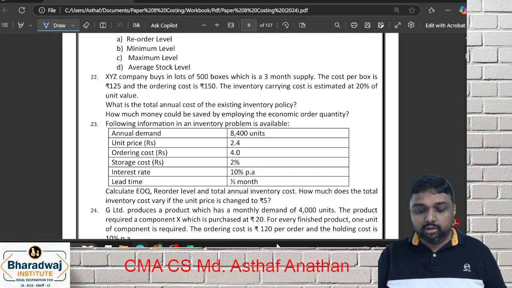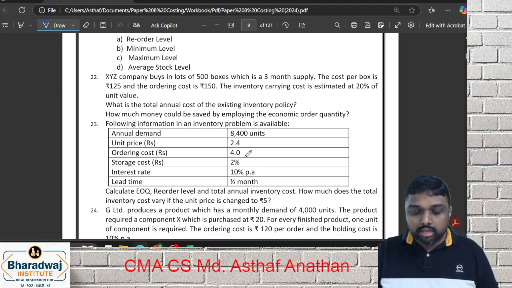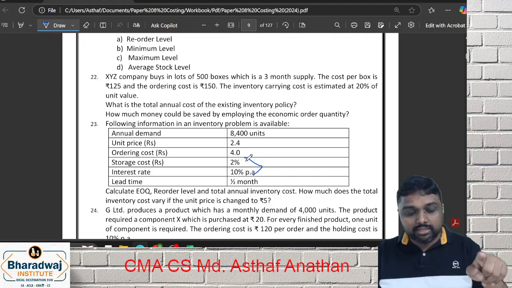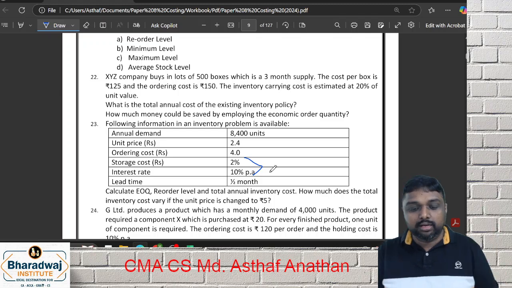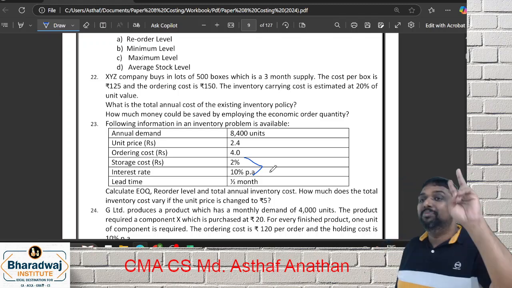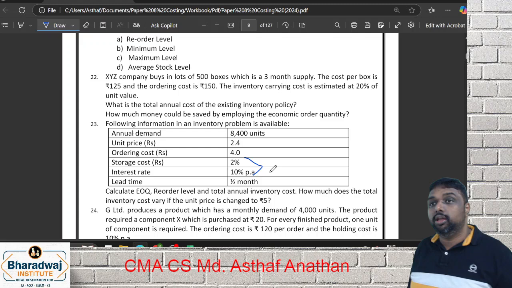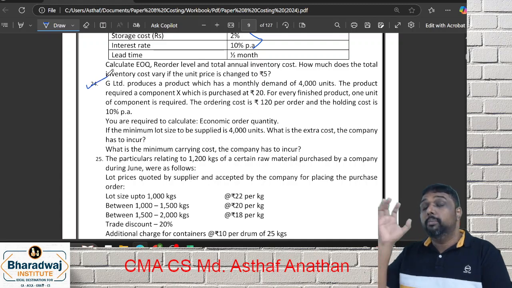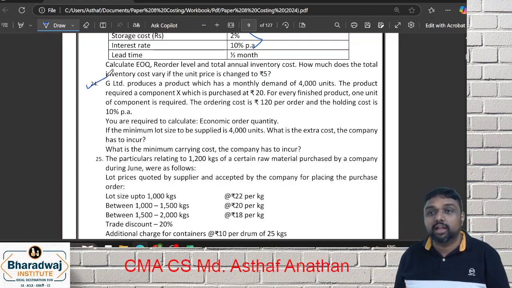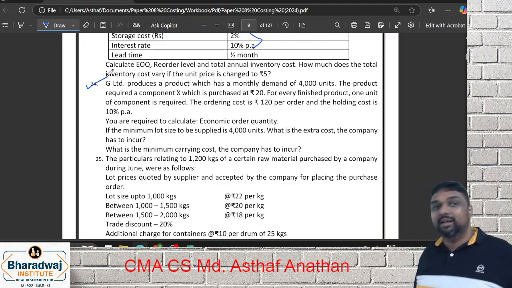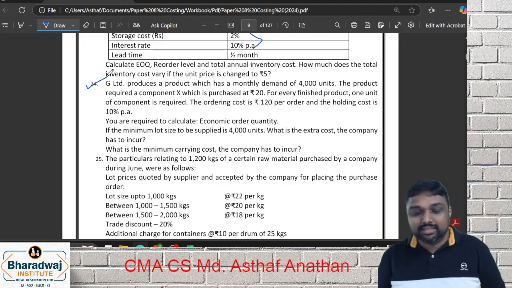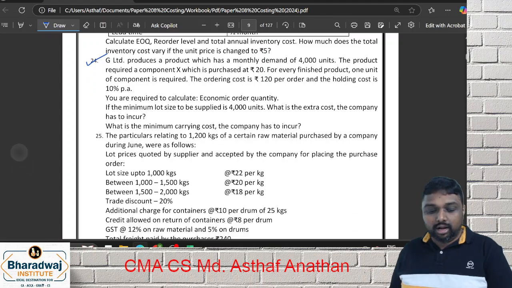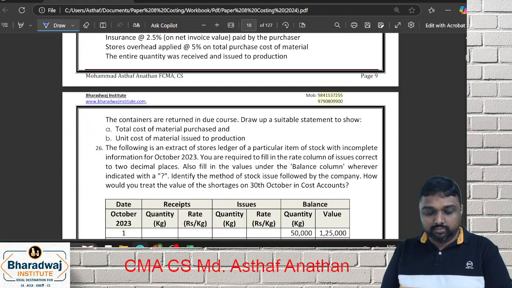In this question, you have to take your carrying cost total. Storage is 2%, interest cost is 10%. So your carrying cost you have to take as 12%, because interest is an opportunity cost that also you have to consider. Clear? So you are not going to compare with the discount offer. You are going to compare with the existing. If you compare with the existing, it is a little easier because the price remains the same. Correct?